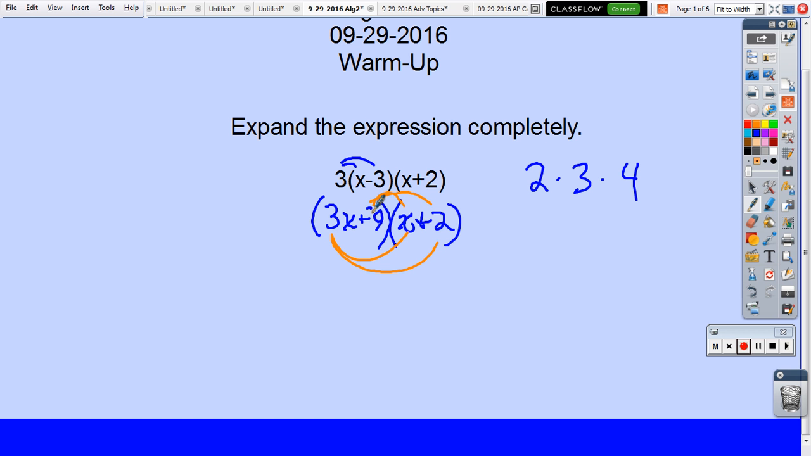So 3x times x is 3x squared. 3x times 2 is 6x. Negative 9 times x is negative 9x. And negative 9 times 2 is negative 18.